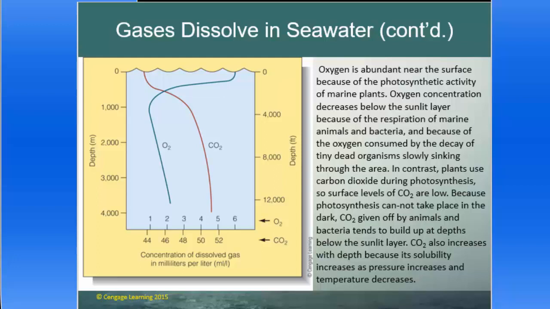So it's a little complex, but you can see that there's way more oxygen at the surface than carbon dioxide. And then carbon dioxide is going to increase as you go down, because biological animals are down in that dark layer. So those biological animals are going to give off CO2 and they're going to take up oxygen.